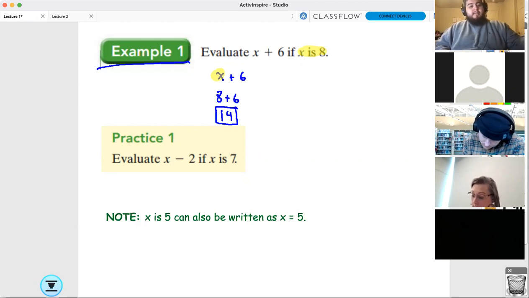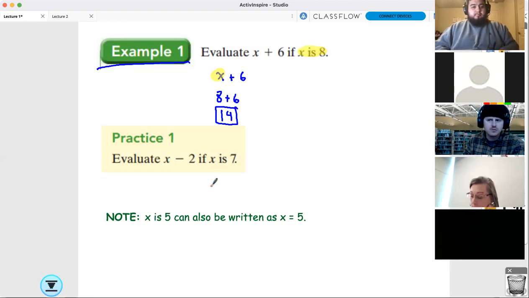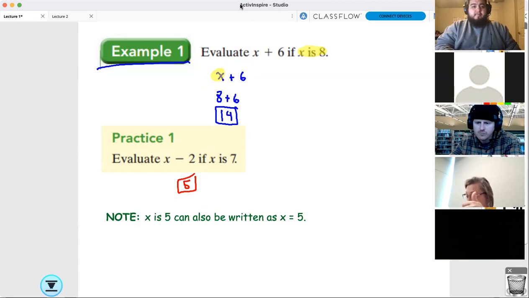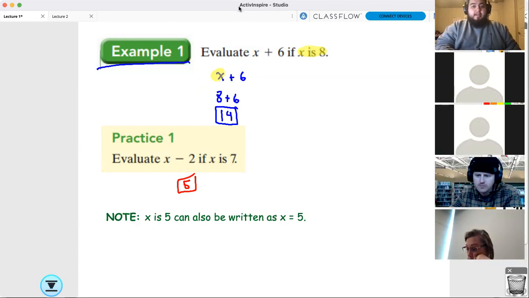All right, that was the 1 minute timer. Would anyone like to share what they got for practice one problem? Either type it in the chat or unmute yourself. So Kayla Casper got 5. Does anyone agree or disagree with 5? Thumbs up if you agree, or you can type in agree in the chat. Agree. Agree. Everyone, a lot of people are getting 5. Good job. If you got 5, the answer is correct, guys, because you plug in 7 for x, right? 7 minus 2 is 5.